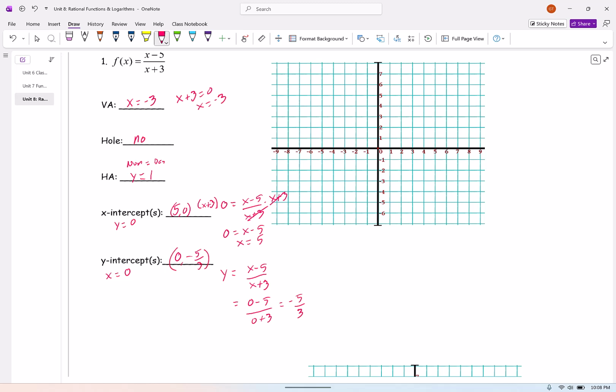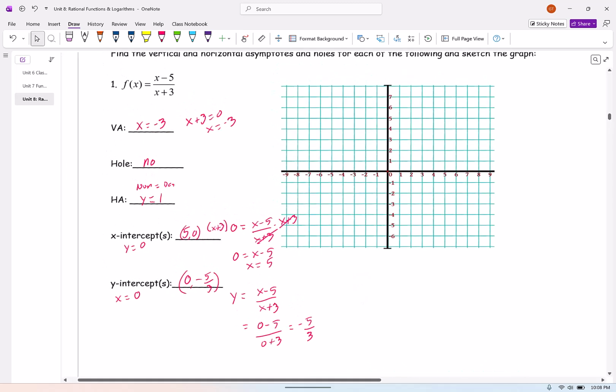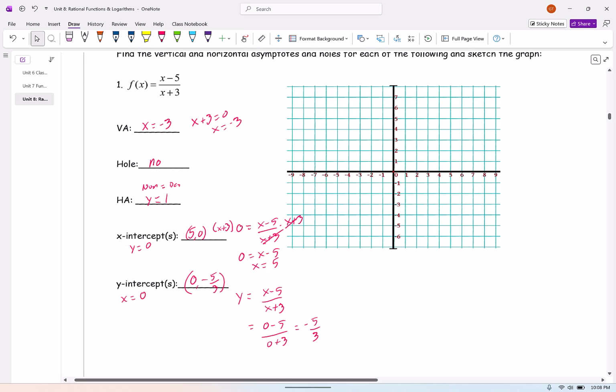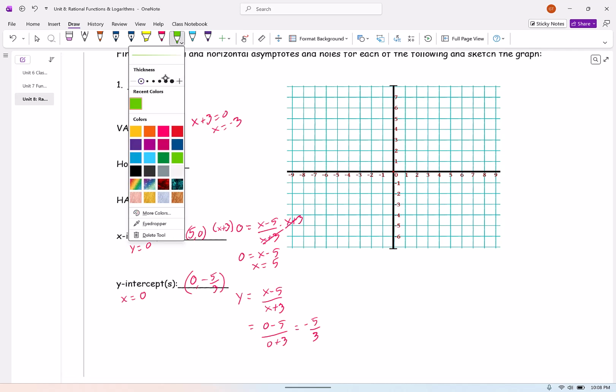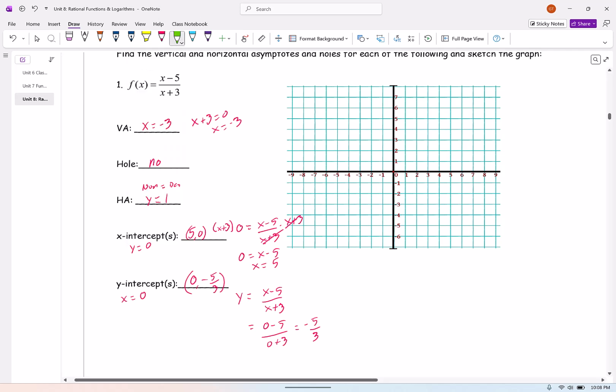All right. Okay, so I got some information here that I can use. And so we'll use green. I'll make this line a little thicker. My vertical asymptote is at x equals negative 3, so I draw that dotted line in. I'm going to have no hole. My horizontal asymptote is going to be at y equals 1, so I draw that down there.